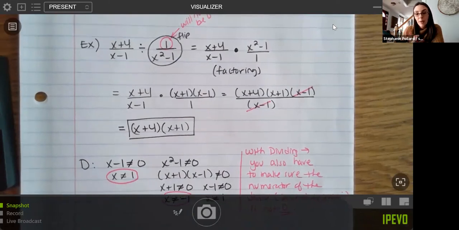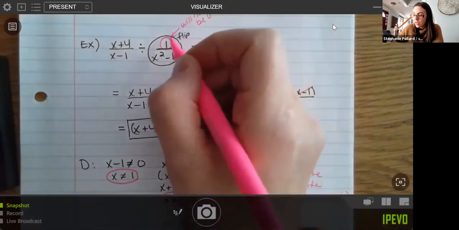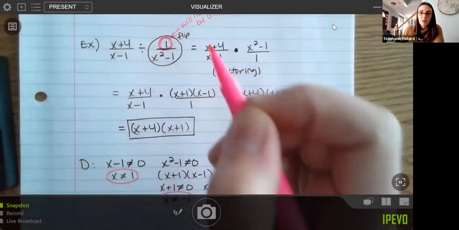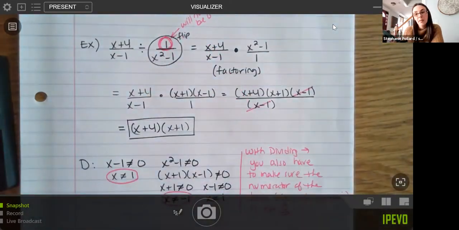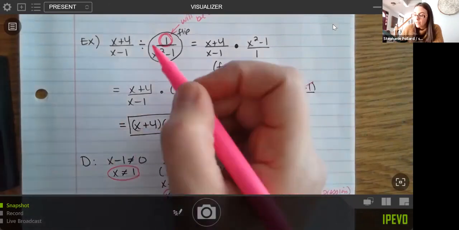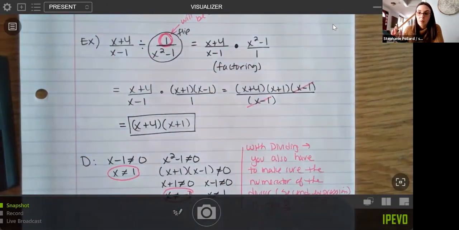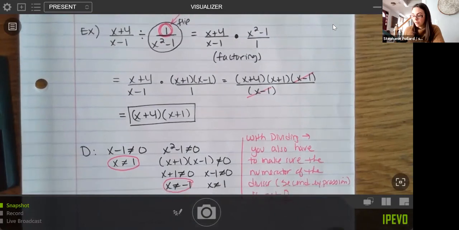So when you're checking domains for rationals, you always check all your denominators. But for dividing, you have to also check the second numerator, whatever the numerator is of your divisor, because you don't want that to be 0 either. That would mean that you're dividing by a 0 as well. So we do need to watch out for that.